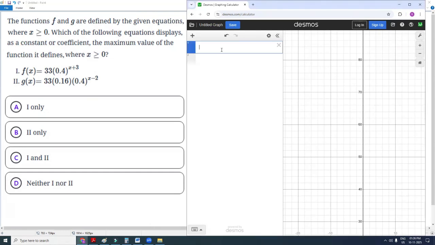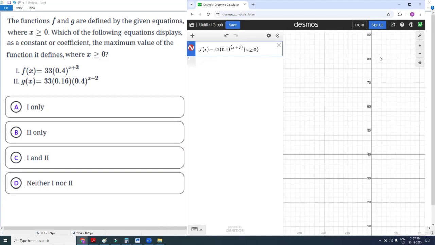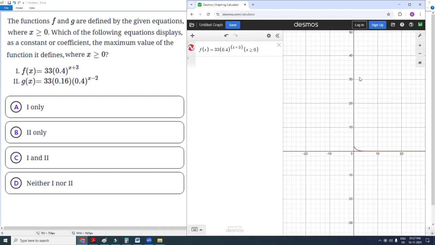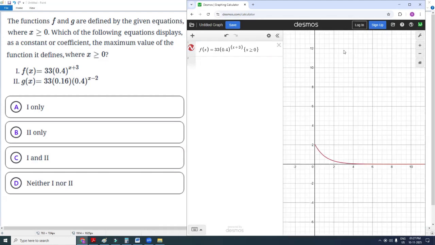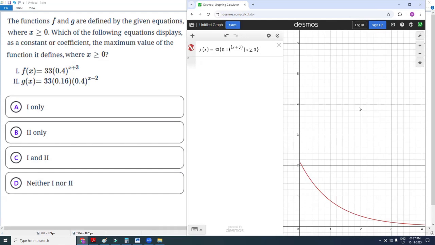Let me take the first function f of x in Desmos. That is f of x equals 33 times 0.4, raised to the power of x plus 3. And for both functions, I have the same domain, that is x greater than or equal to 0. Now let me take the domain for the first function f of x. Okay, now let's see the graph of the function f of x. Here I got the graph.